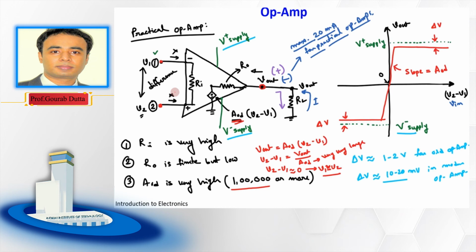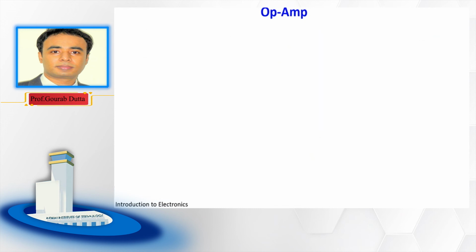So let us now do one basic circuit using this operational amplifier, where the signal, maybe an AC signal or maybe a DC supply voltage, is being applied to the negative, or the inverting terminal. Fine. So let us do that in the next page.